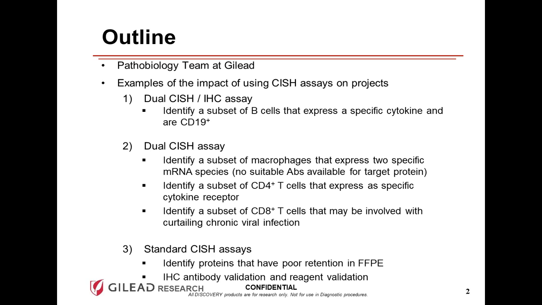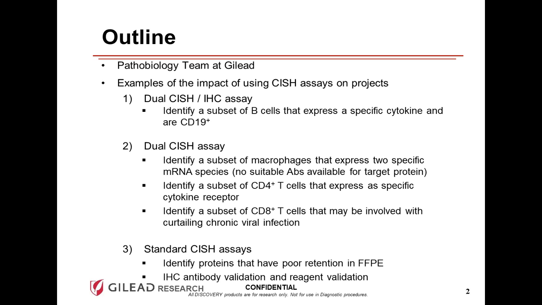So here's an outline of what I'm going to be covering. I'll say a little bit of what the pathobiology team does at Gilead and the research that we supply. And then I'm going to go into several examples of using in situ hybridization assays on various projects. This is a very exciting assay that we like to use along with IHC, and it's been very impactful for a lot of projects.